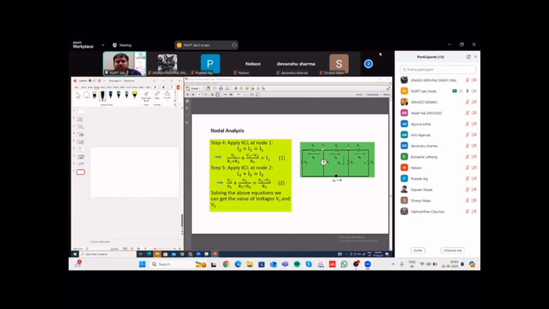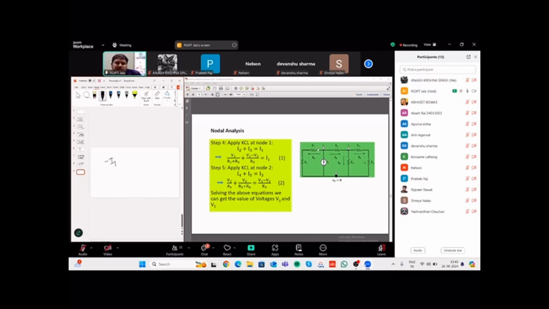So if the current is going into the first node, there is already given that current going in, that means minus I1. So for this branch, you have written what is the current flowing in into this first node.